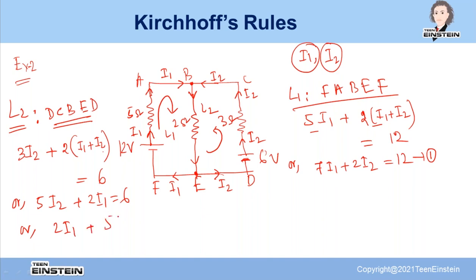Let us do that. See, I'll write both the equations side by side. So this is 2 I1 plus 5 I2 is equal to 6. This is I2.